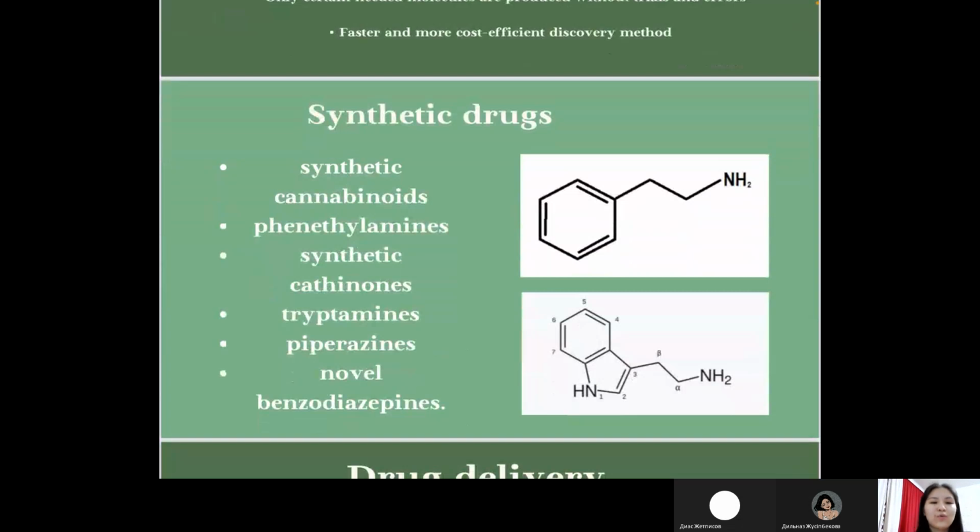If we speak more broadly about some synthetic drugs, phenylamines refer to a class of substances with documented psychoactive and stimulant effects, and include amphetamines, methamphetamines, and MDMA, all of which are controlled under the 1971 convention.